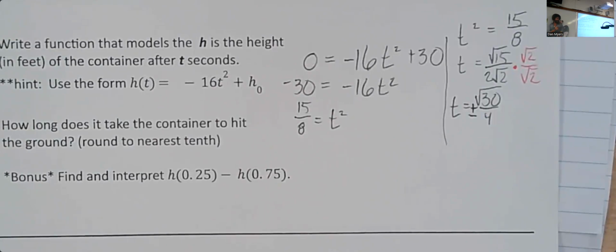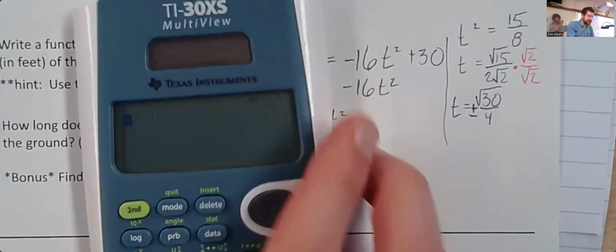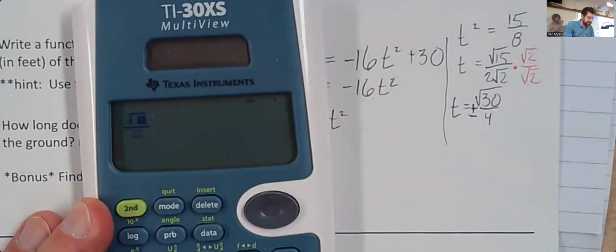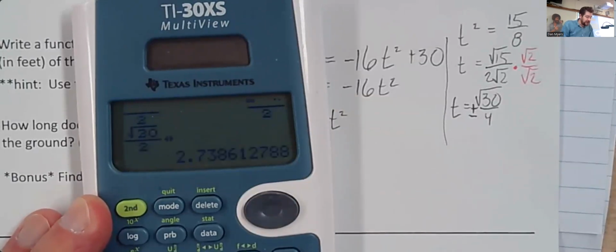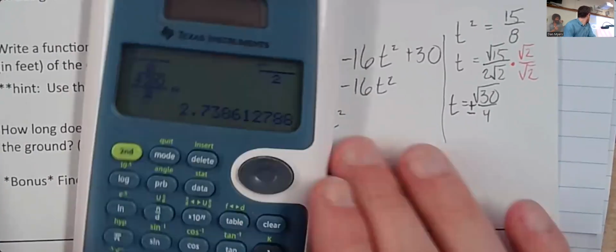And then from there, okay, from there, we are going to round to the nearest 10th, because that's what it tells us to. So let's see, the square root of 30 divided by 2 equals about 2.7 seconds.